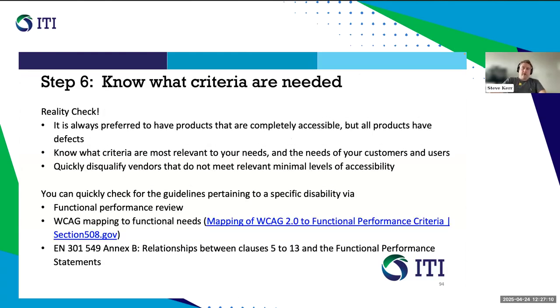Step 6, know what criteria are required. Defects of any kind are common in all products, including accessibility defects. If you know the broad range of users that you'll have, it can help you key into the relevant criteria and potentially help you disqualify vendors that don't reach your preferred minimum level of accessibility. You can use the functional performance mappings to identify which users might be most impacted by the issues listed in the report.